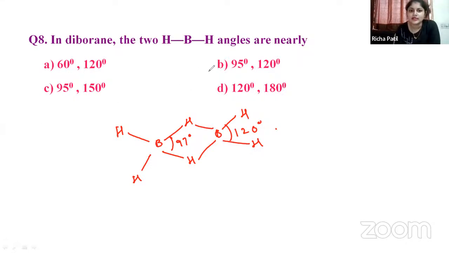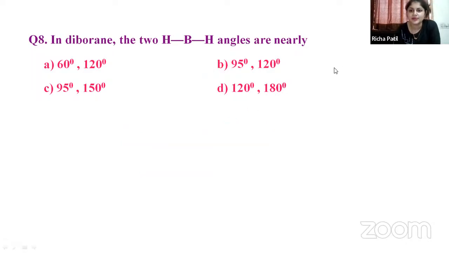So which is the answer? B, right? B is the answer. So remember diborane is a very important topic, so most of the questions will be asked on that. Such questions can be asked. So the angle is 97 and 120. Remember this. Okay, so we'll move to the next one.